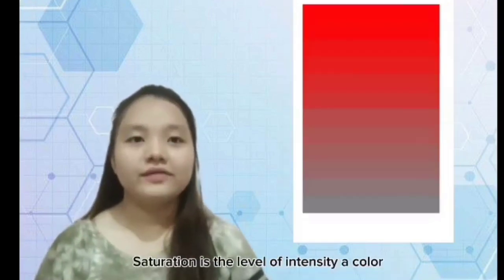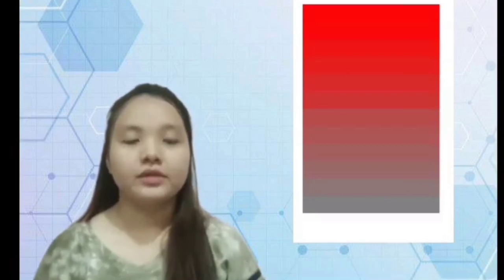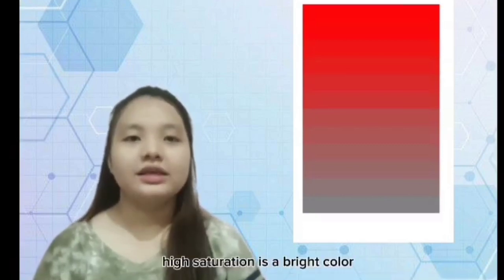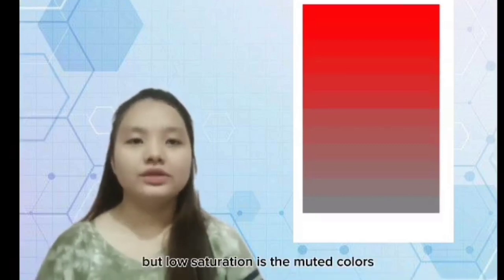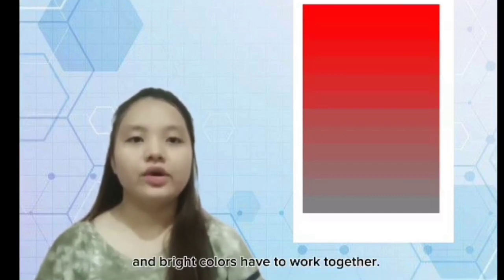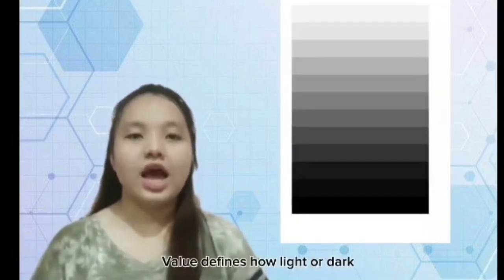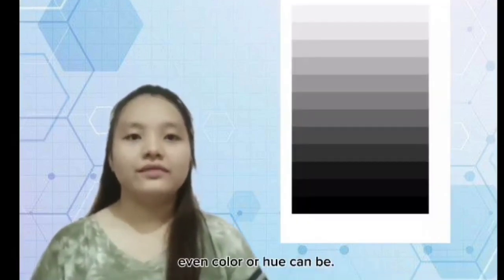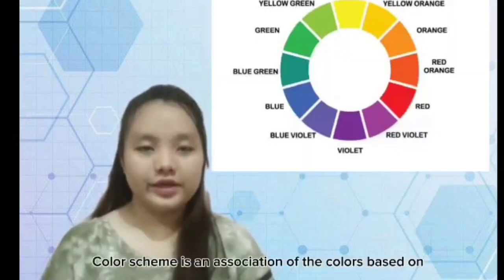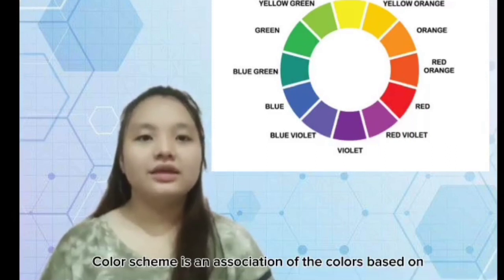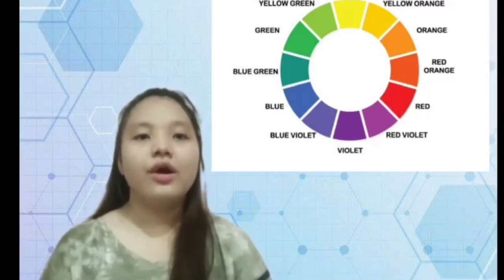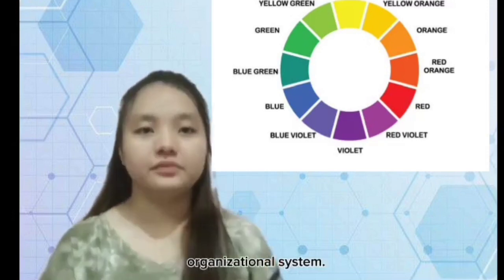Saturation is the level of intensity of color. High saturation is a bright color, but low saturation is muted colors, and bright colors have to work together. Value defines how light or dark a given color or hue can be. Color scheme is an association of colors based on an organizational system.